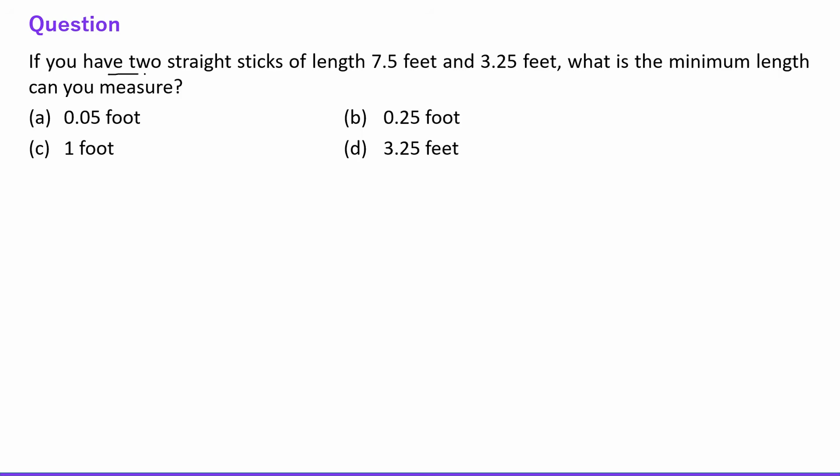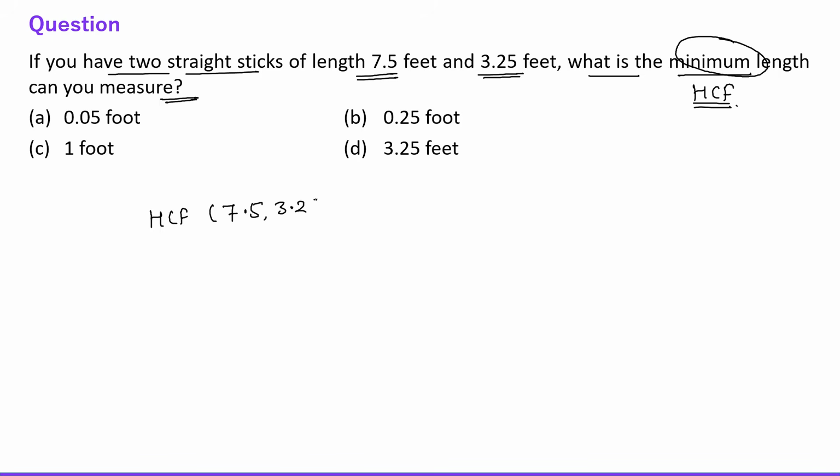Next question says, if you have 2 straight sticks of length 7.5 feet and 3.25 feet, what is the minimum length you can measure? Minimum length will be the SCF of these two numbers. So SCF of 7.5 and 3.25, this will be 0.25. So the correct answer is 0.25 feet. This is the least, the minimum length that we can measure.